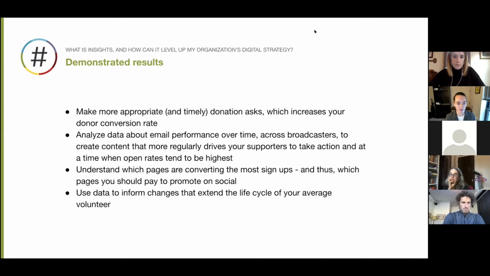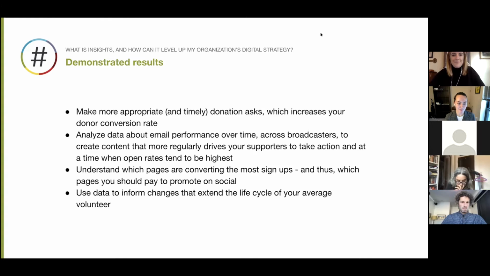Being able to analyze data about email performance over time. And what does that mean for you? It means being able to create content that more regularly drives your supporters to take action on things that you need them to. And also sending out emails at a time where you know folks are most likely to open, so they're most likely to get that content in front of their eyeballs.